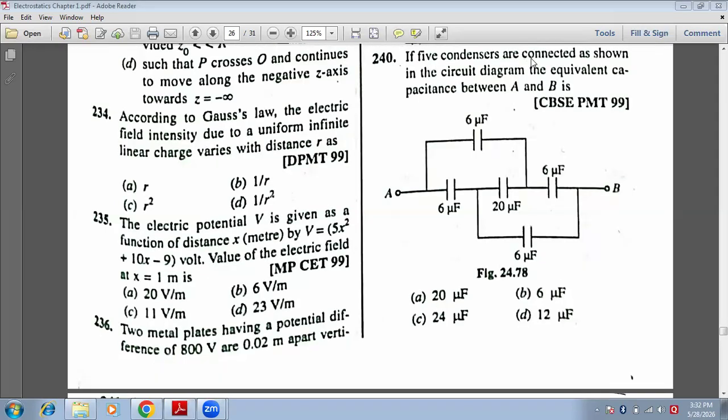If 5 condensers are connected as shown in the circuit diagram, the equivalent capacitance between A and B is: option A, 20 microfarad; option B, 6 microfarad; option C, 24 microfarad; option D, 12 microfarad. Correct answer: option B, 6 microfarad.